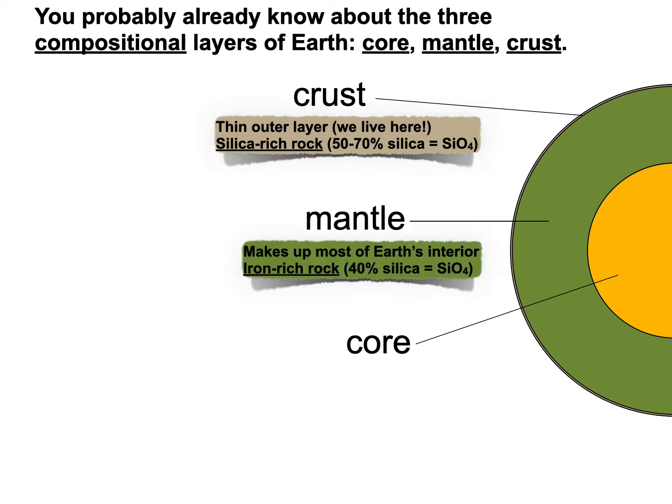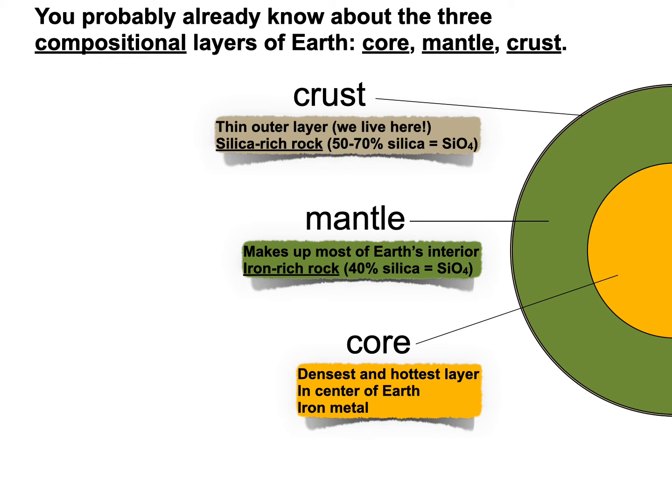The mantle is the next layer down towards the center of the Earth. The mantle makes up most of the Earth's interior and is made up of iron-rich rock up to about 40% silica. The core is the densest and hottest Earth layer in the center of the Earth. The core is made up of not rock, but nearly all metal made of iron.